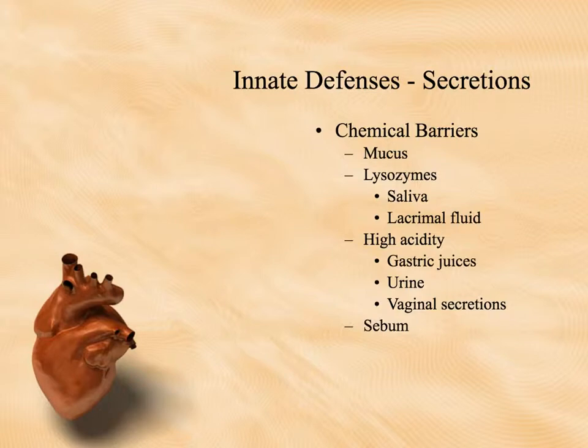properties there. High acidity, like for example our stomach, gastric juices, a pH of only 2, very, very strong acid, urine, vaginal secretions. When we talk about reproduction, we will talk about how the sperm cells actually have to make adaptations to be able to try to survive in a vagina, because it is hostile to even sperm cells, but particularly bacteria and such. And then sebum, again, that oily substance that's produced from our skin to help keep bacteria out of our pores. And then if they get clogged up, we have problems.